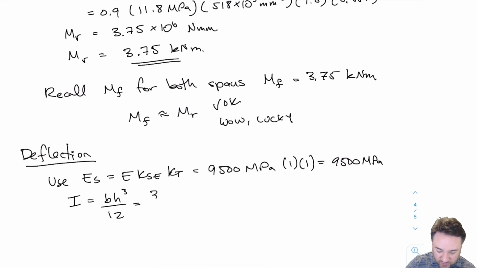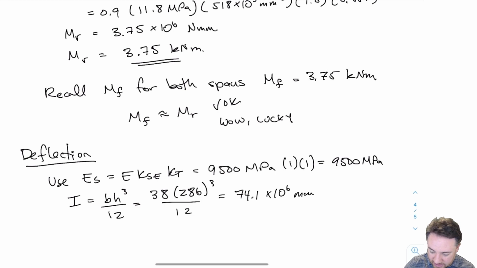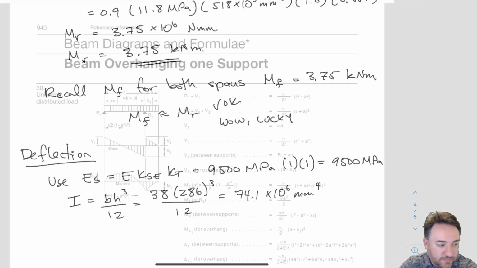So I know it's BH cubed over 12 for a rectangular cross section. And I get 74.1 times 10 to the 6 millimeters to the 4th, which you can check against that table and see that it is indeed the correct I. Okay, so now how am I going to actually calculate my deflection? I could use a structural analysis program, could use SAP or something like that. In this case, I'm going to use the tables from the design manual. So I will show which table I'm talking about.